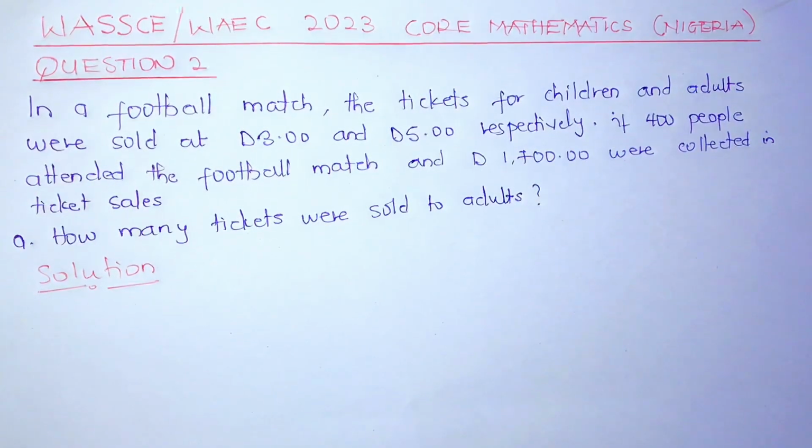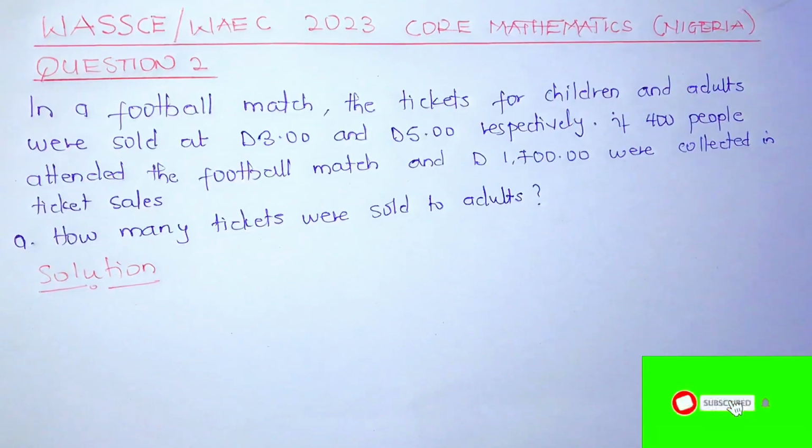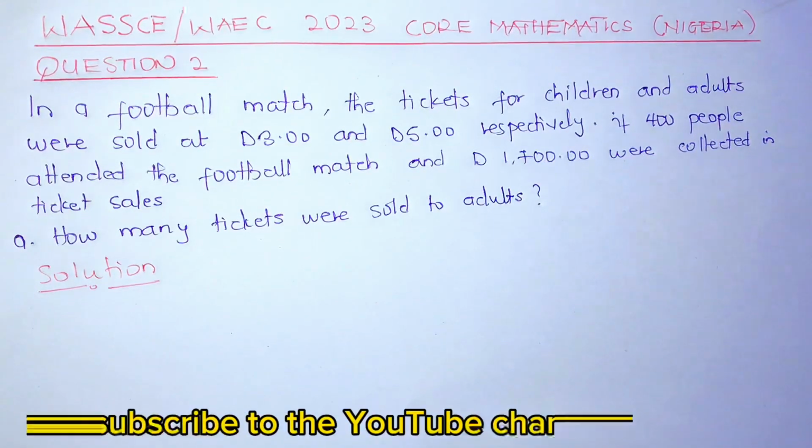Question 2. In a football match, the tickets for children and adults were sold at 3 dalasi, the Gambian currency, and 5 dalasi respectively. If 400 people attended the football match and 1,700 dalasi were collected in ticket sales, how many tickets were sold to adults?